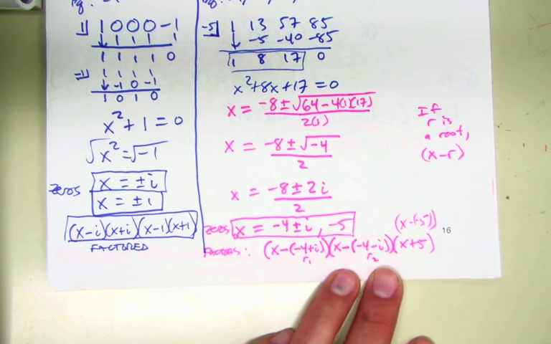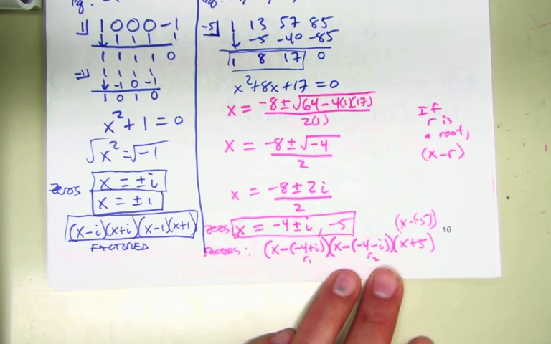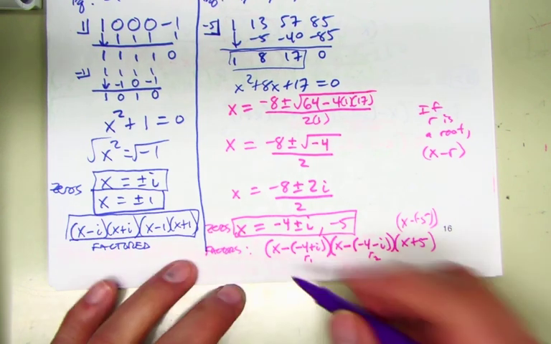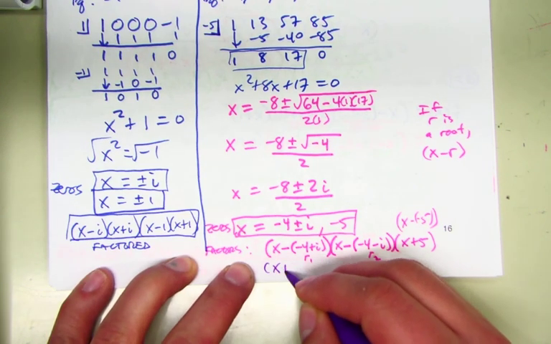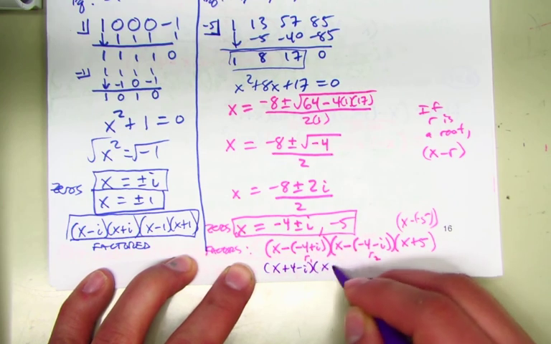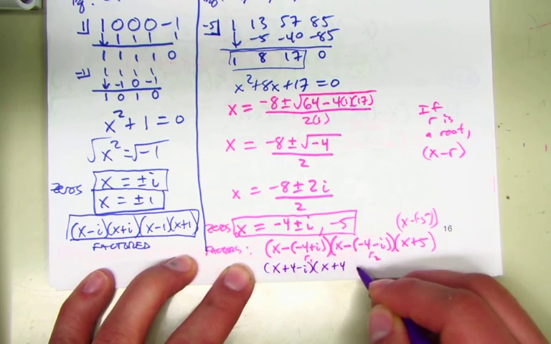Distribute? Yeah, you can distribute it. So then the other option is this. If you distribute the negative, it's x plus 4 minus i. And then this would be x plus 4 plus i. And then x plus 5.